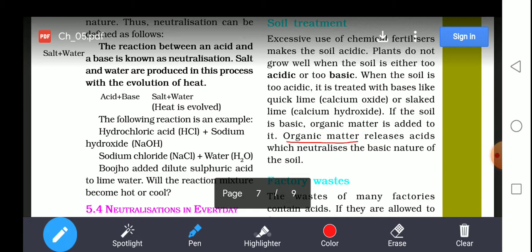So if you are making notes, make sure that you write these highlighted points. It will be helpful for you to prepare for the examination. Got it now? So next topic, factory waste.